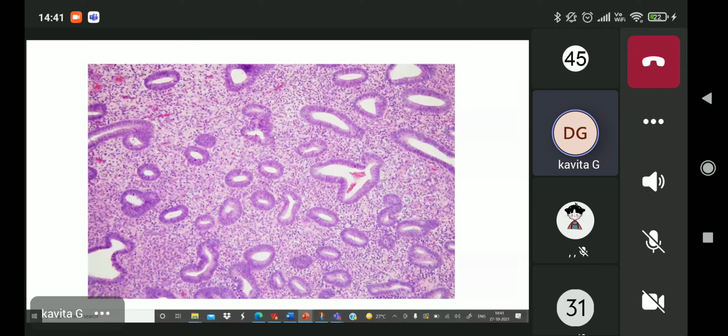Now, if you look carefully inside the glands, the lining epithelium of the glands is still well maintained. The nuclear polarity is well maintained. So there is no loss of polarity of the cells of the glandular epithelium.